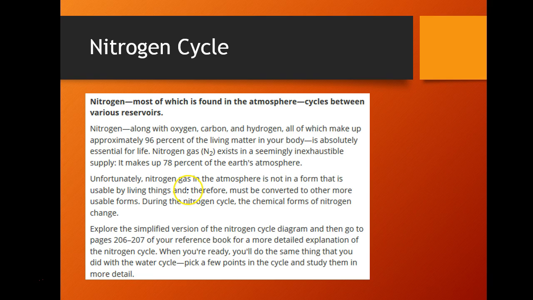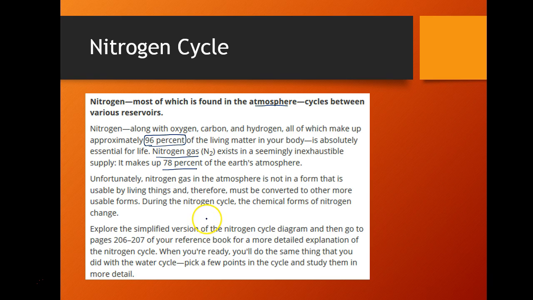Now let's go over the nitrogen cycle. So nitrogen is mostly found in the atmosphere, but it'll cycle between various reservoirs. Nitrogen, along with oxygen, carbon, and hydrogen, make up 96% of the living matter in your body. But out of all of those, nitrogen gas is really important. It actually makes up 78% of the Earth's atmosphere.